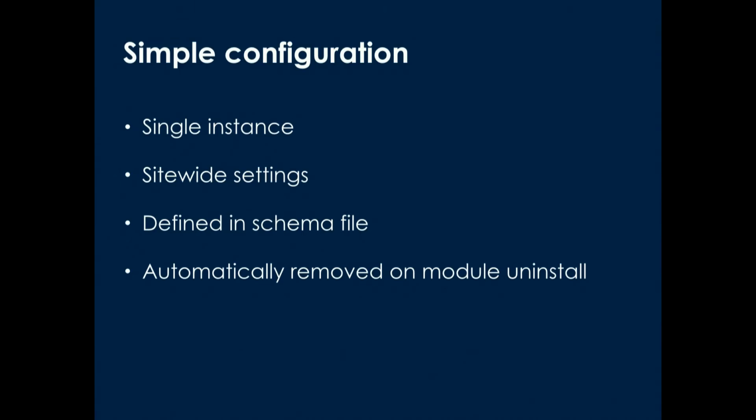So simple configuration is when you just have a single instance of a configuration collection. And they're generally site-wide settings, so something like your site settings that would include your site name as one of the values. You're only going to need one of those. You don't need multiple instances of that. And the values that are used there are defined in the schema file that the module provides, the module that needs those settings. And the configuration is automatically removed when the module is uninstalled.